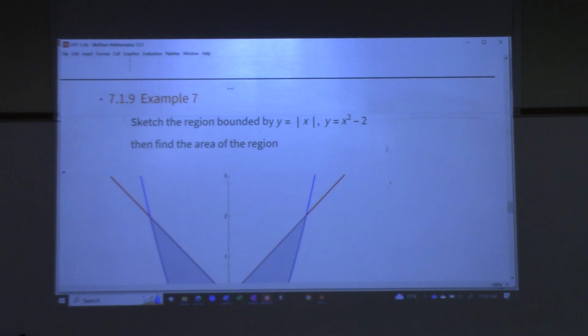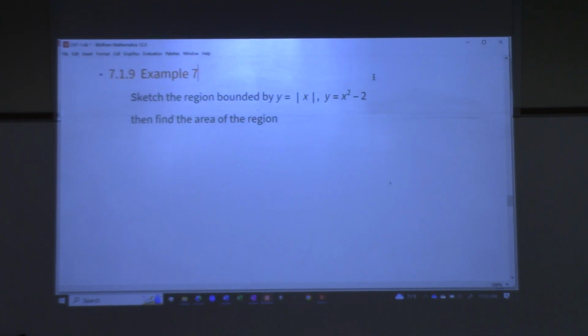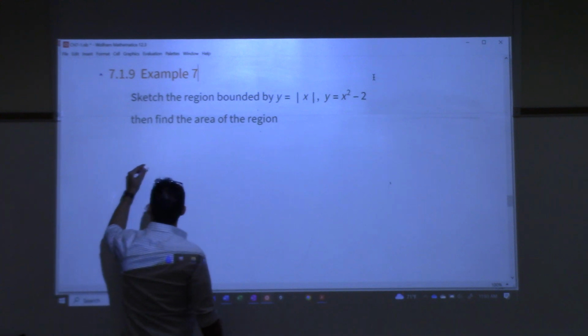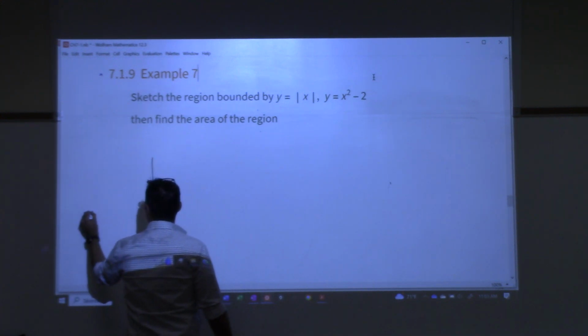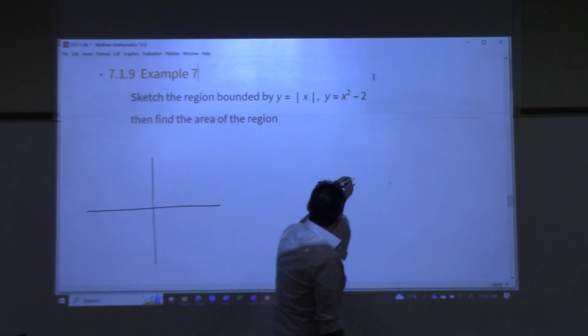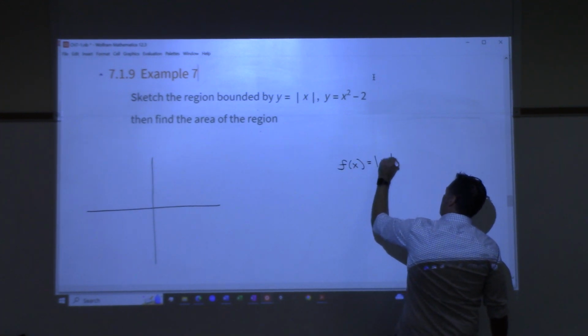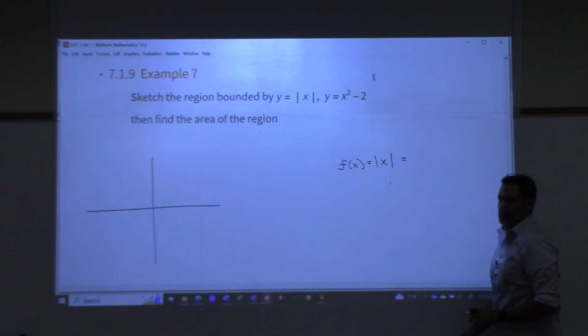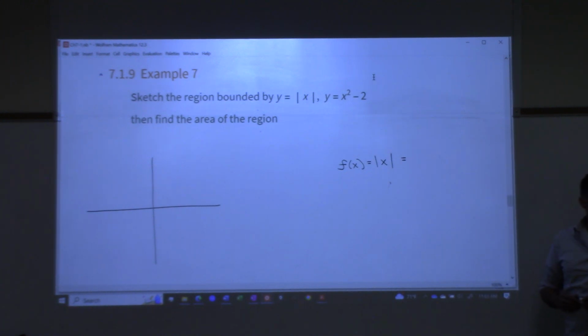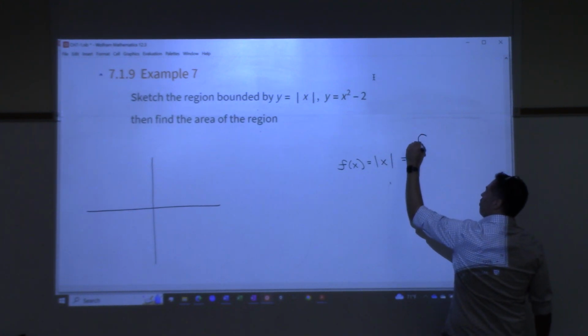So let's act like we don't have that picture. And let's try and graph this. So when you look at the absolute value of x, it's a v, right? It's a v. But it has a more precise definition that I want to share with you, which is the reason I'm doing this problem. The absolute value of x is actually a piecewise function.